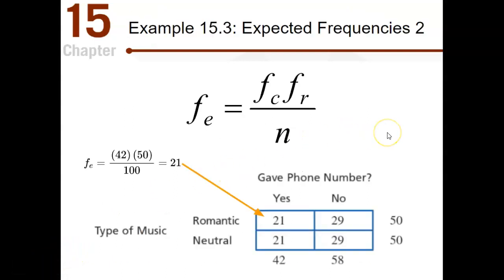So from our previous example, it would look like this. We saw that our row total was 50, right? And our column total is 42. So for this particular box, we're taking 42 times 50 and setting that over 100, right? That's the calculation up here. The example is here. That equals 21. And this number here, the romantic and no cell, was found by multiplying 58 times 50 and then setting that over 100.